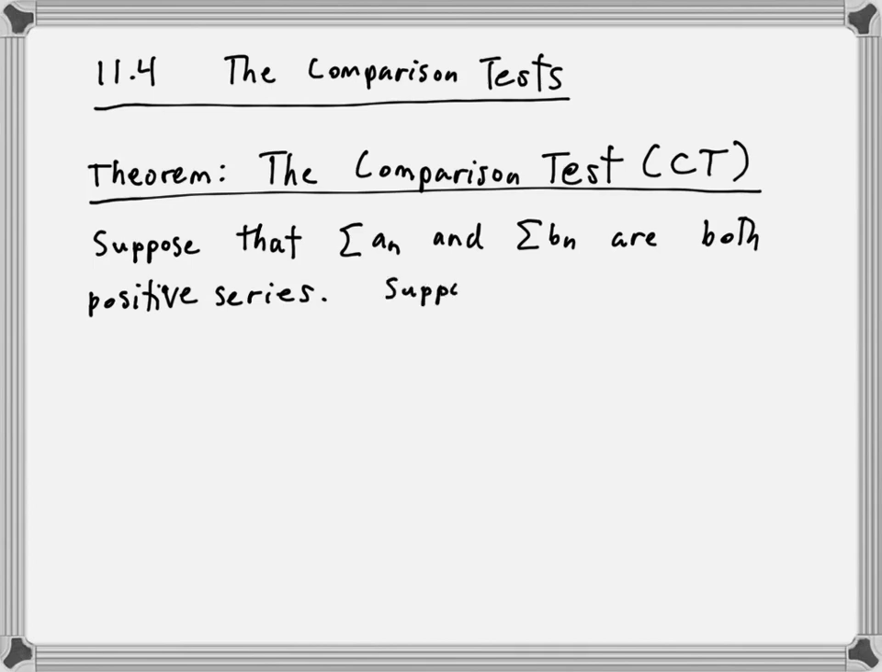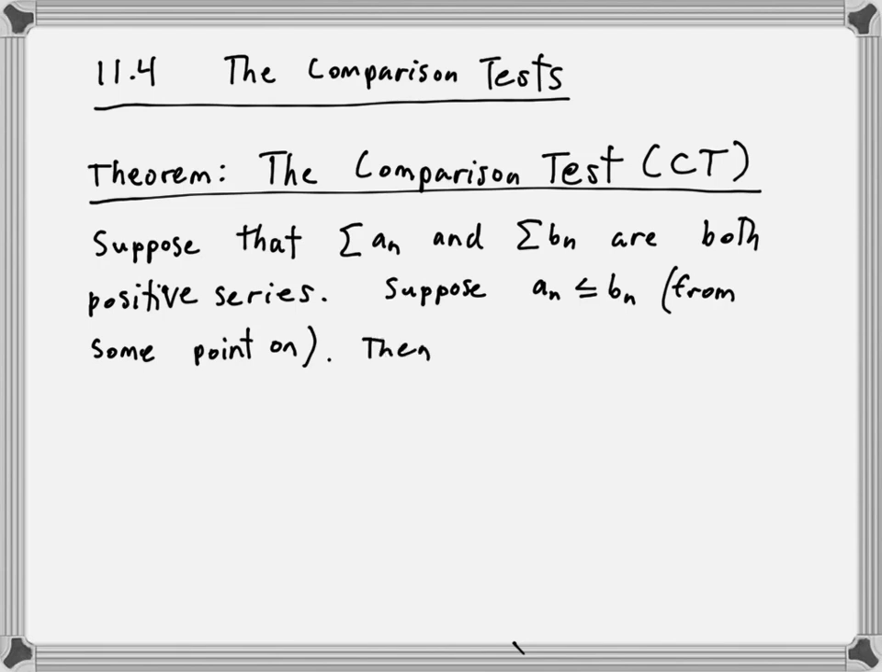Suppose that AN is less than or equal to BN from some point on. What we're saying is it doesn't have to be smaller the entire time, but from some point on, maybe from the fifth term on or something like that. What can we conclude?